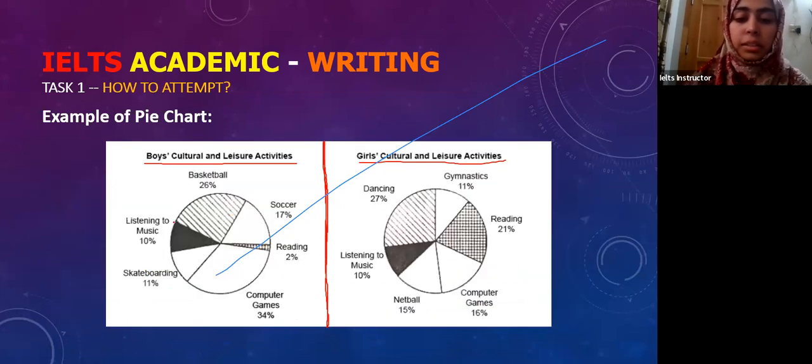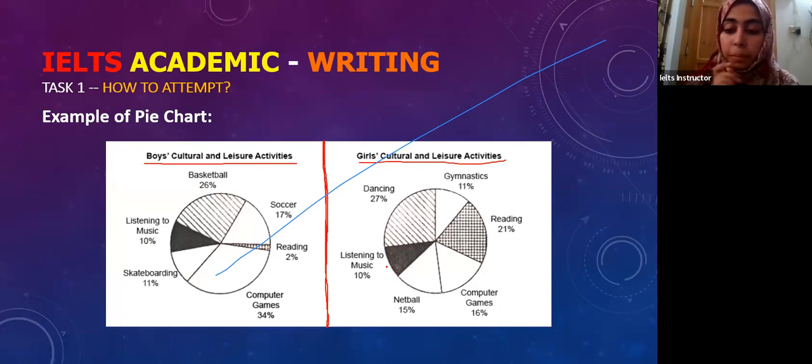All right, so as you can see, there is a high ratio of boys who play basketball as their extracurricular or layer activities, but in case of girls there is a large percentage of girls that do dancing. Okay, so that's the main prominent point here. The second one is listening to music. You can see it's the same for both boys and girls. 10% of boys listen to music as well as the girls. So it's the same. You can also mention this because that's a prominent thing.